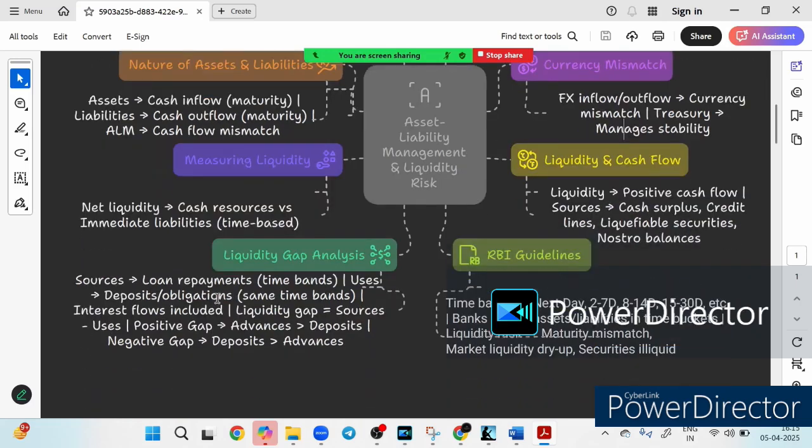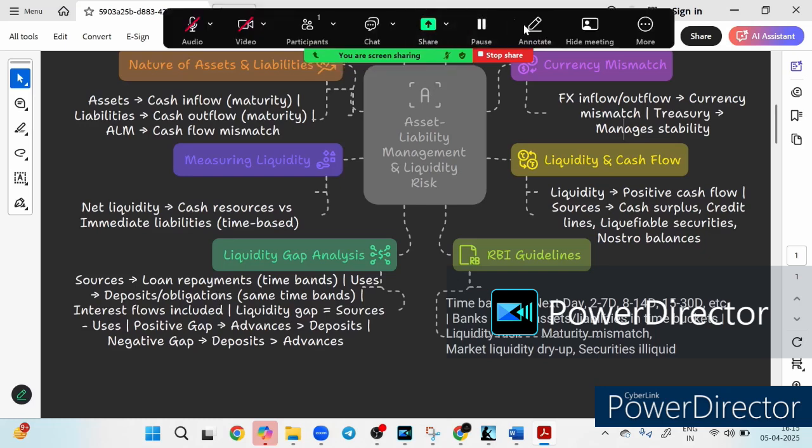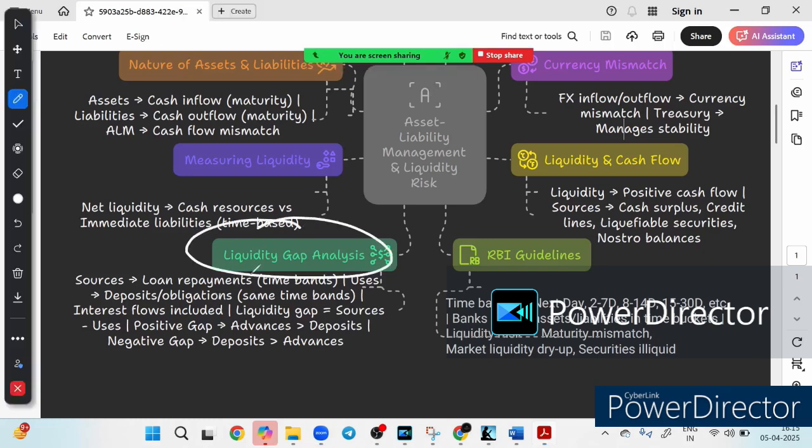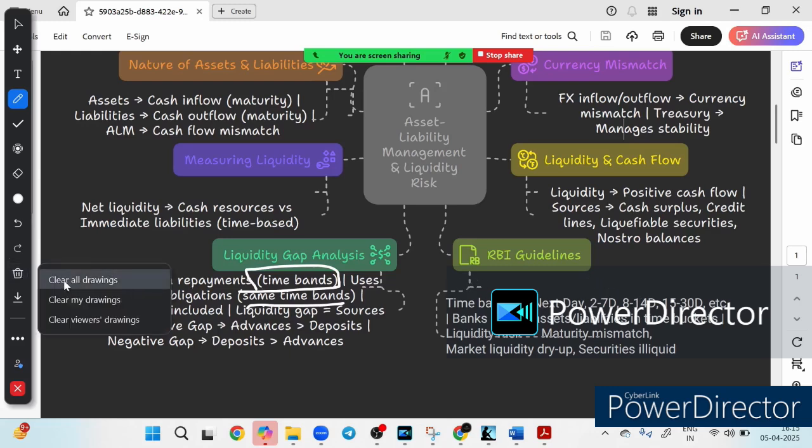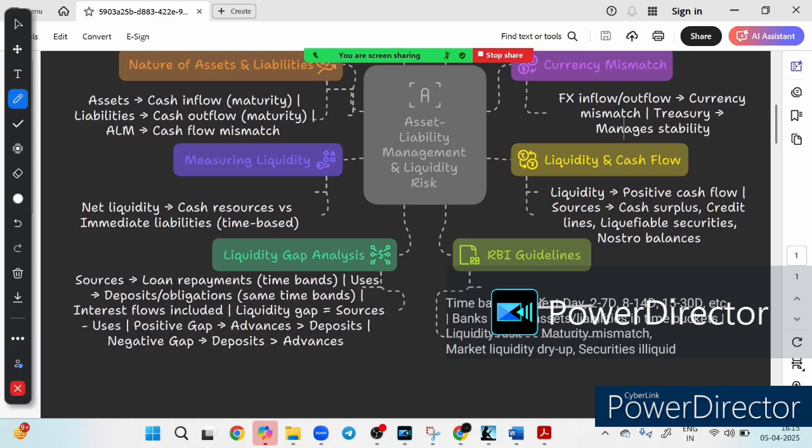Now we have something called liquidity gap analysis. As you can see on the left side, this is called liquidity gap analysis. Friends, banks categorize their cash flow into time bands. So here comes the concept of time bands. This is as per the RBI guideline: the next day, or 2 to 7 days, or 8 to 14 days, or 15 to 30 days, right?